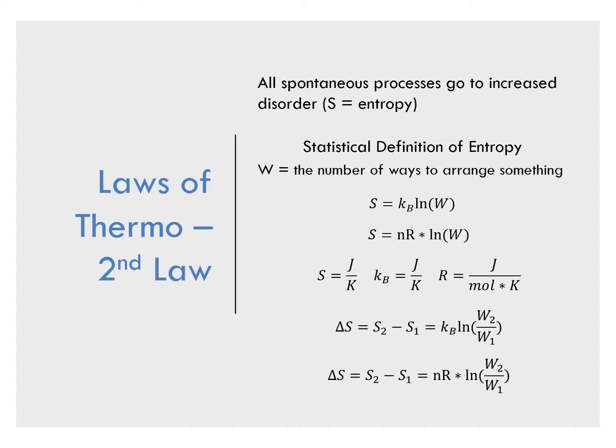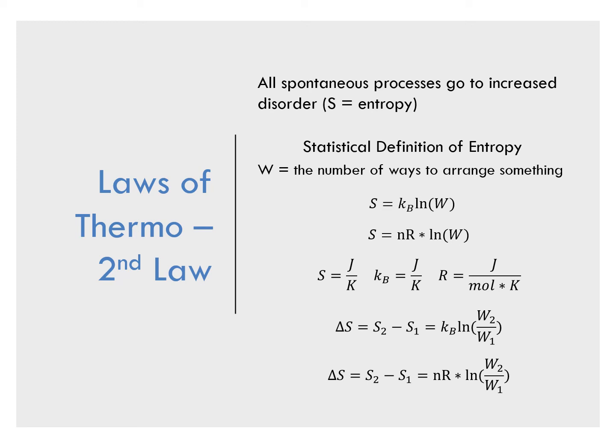Okay, moving on to the second law of thermodynamics. This has to do with entropy. All spontaneous processes go to increased disorder, or the entropy of the universe is always increasing. We're going to look at this in two different ways: the statistical way and the thermodynamic way. The first one is the statistical definition of entropy, which looks at capital W, the number of ways to arrange something.